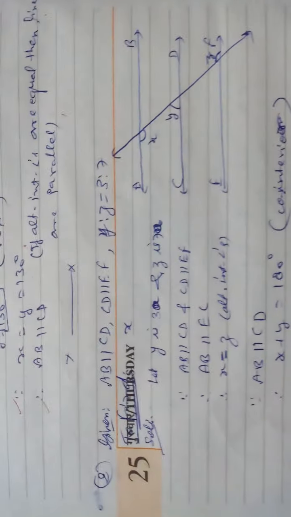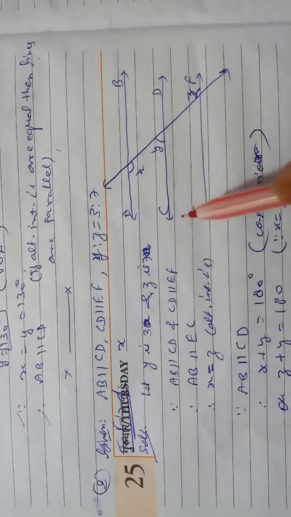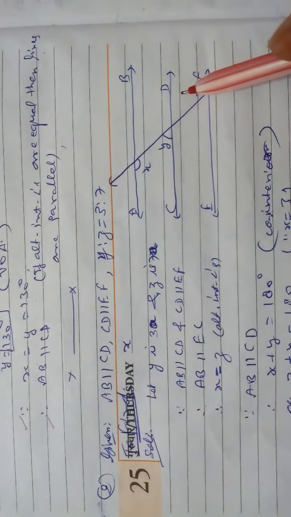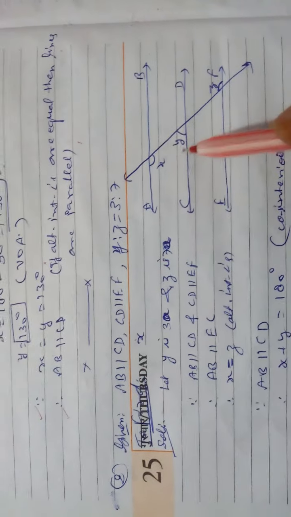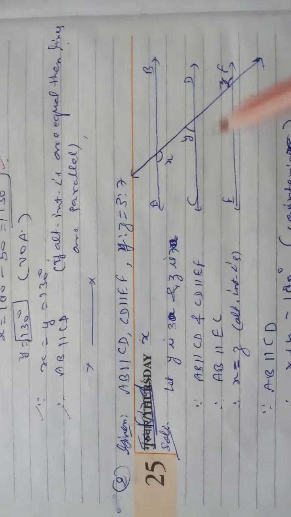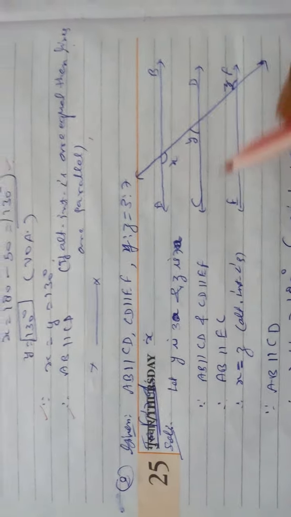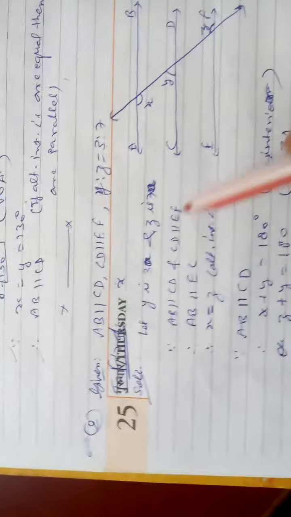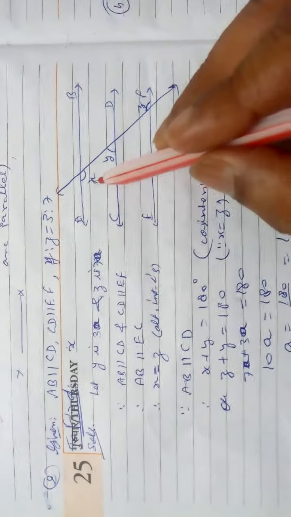Question number 2 is given. AB parallel to CD, CD parallel to EF. It is given in the question. Y ratio Z is given as 3:7. Find the value of x, y, z. Your question is to find the value of x. There are three variables, but only the value of x is asked. So without y and z you can't get x.